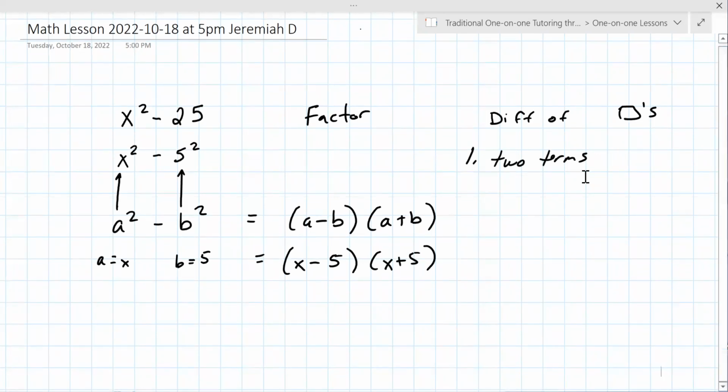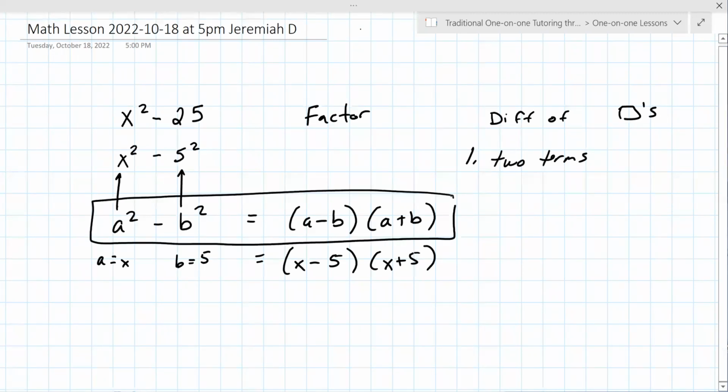Let me know when you get this down in your notes. The main thing is really this right here, the formula. That's really the main thing. Okay, got it? Okay. So let's look at an example here.